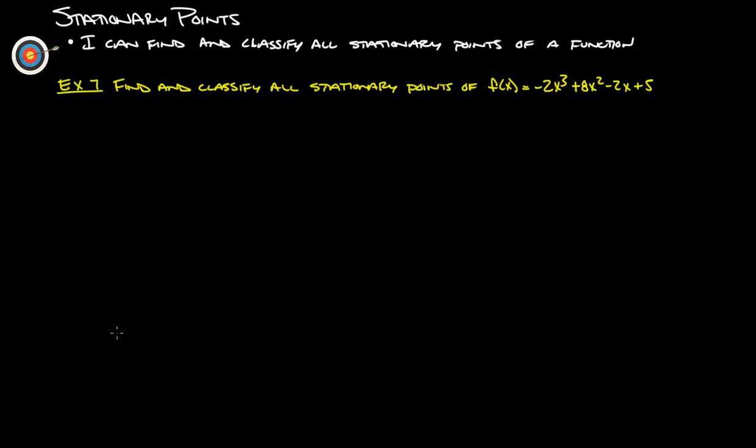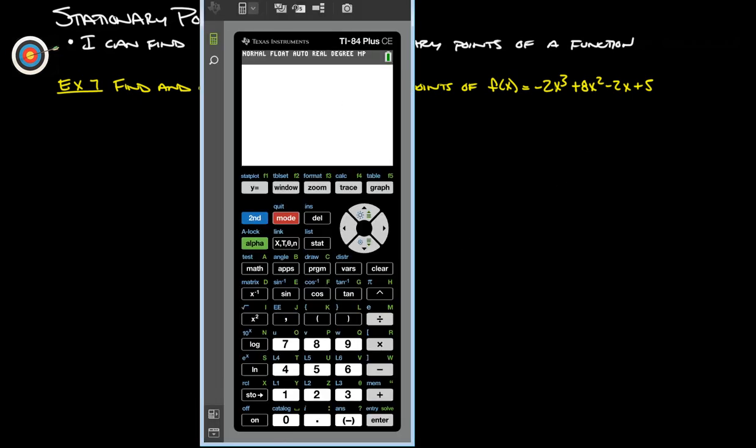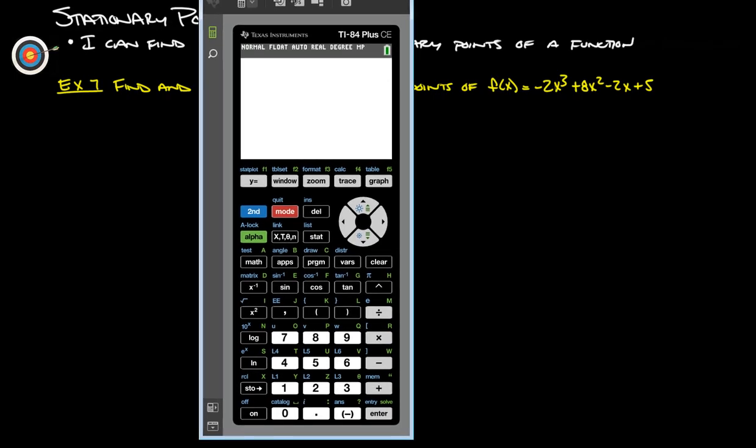Example 7, find and classify all stationary points of this graph here. Now, two ways we can do this. We can take the derivative of this, set it equal to 0, and find all the x values for when this thing equals 0. That's a completely legitimate way to do that. But again, we're going to go with the smarter, not harder route here.